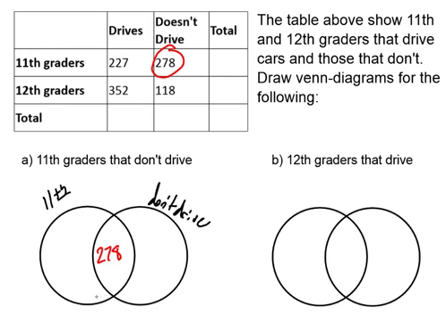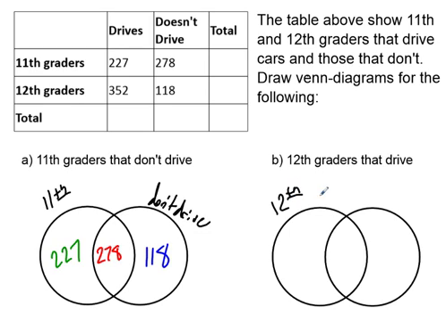The space to the left of this is the space that exists of 11th graders that do drive. 11th graders that do drive is 227. And the space to the right of the overlap are students that don't drive but are not 11th graders, which means they are 12th graders. And this is the 118.